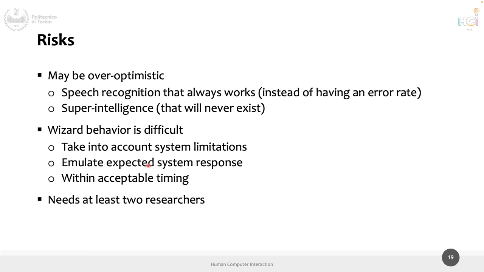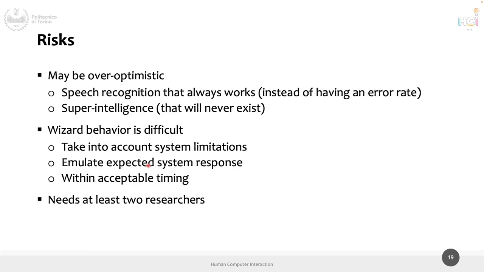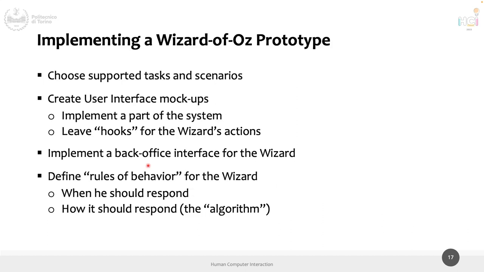And clearly it needs at least 2 people. One is running the experiment, like in the paper prototype, the facilitator, and the other one is doing the wizard. This is to say also that you can, if needed, in your prototype, use a bit of this idea to fake some function in your prototype.